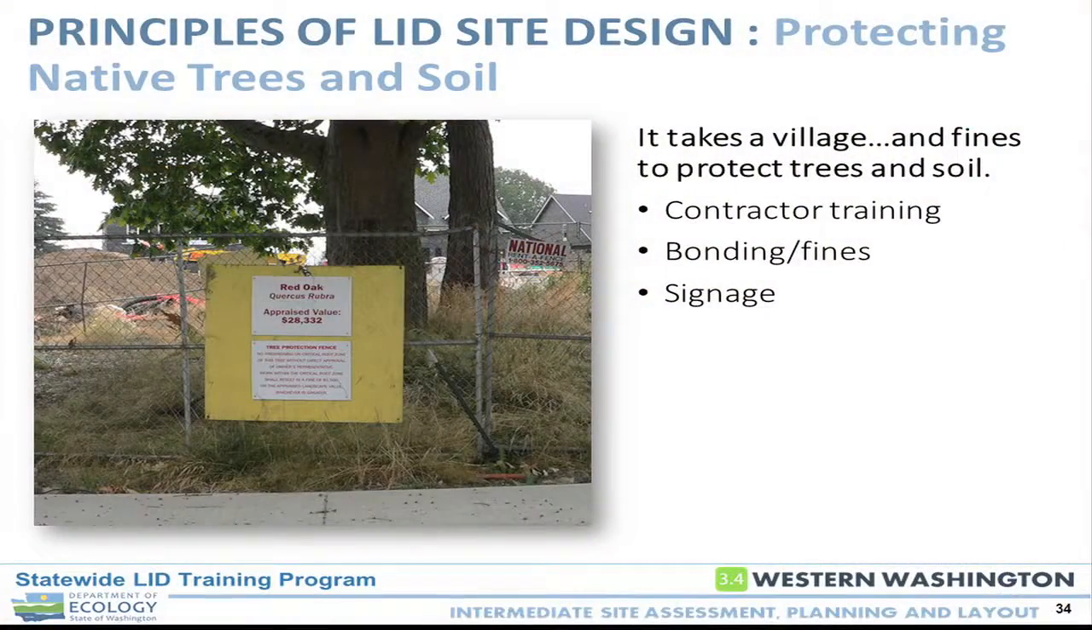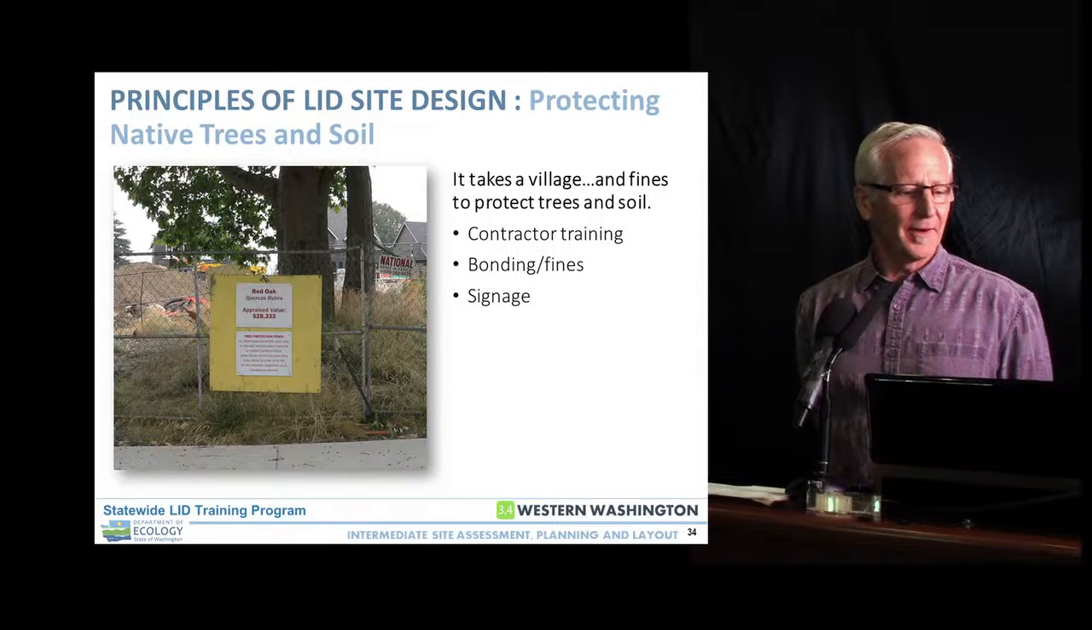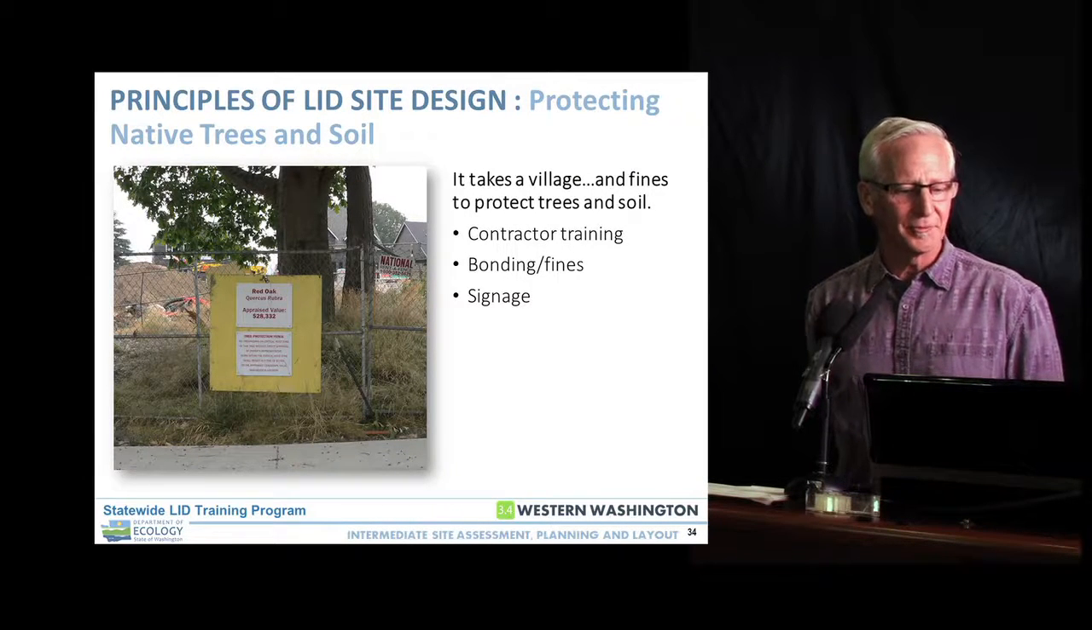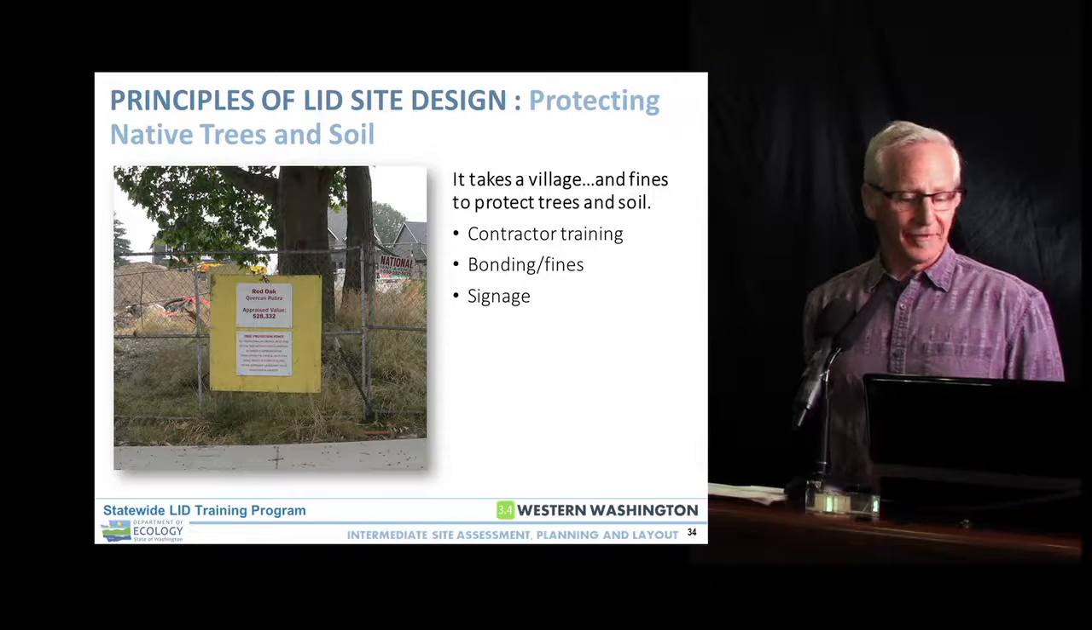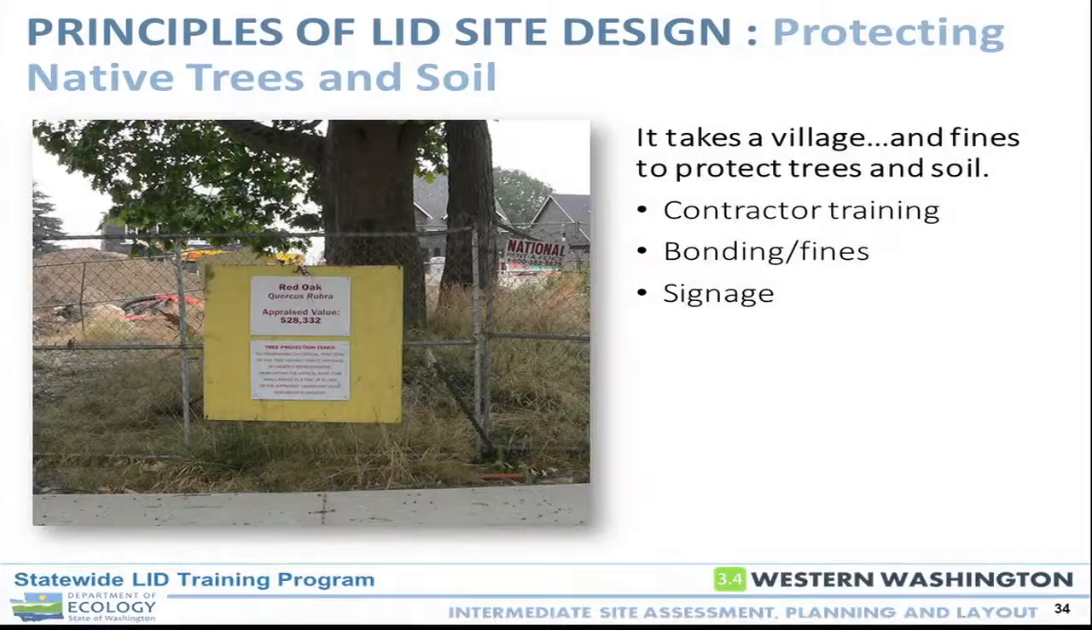This is a picture from High Point in West Seattle, where they did a tremendous job at protecting some of their old heritage trees. Beautiful, gorgeous old trees out there. But really, it takes contractor training, bonding and fines, signage. You can see on that red oak below it, appraised value, about $28,000. So they had arborists assess the value of the trees they wanted to protect, put fencing around them, put up these signs, did some contractor training, and if any of those trees were damaged, the contractor pays the city $28,000. That's an approach that worked very well on this site.